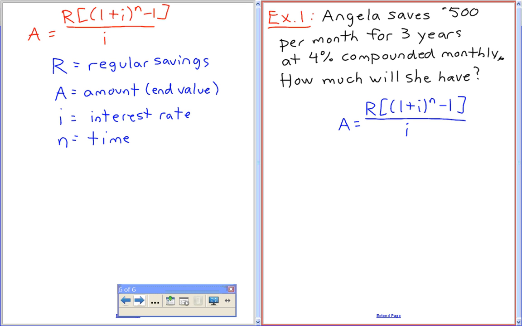Okay, so you talk very quietly, so I will recite in a loud voice so everyone hears. To hear this stuff sinks in your brain. A equals R, square bracket, 1 plus i to the n, minus 1, all over i.